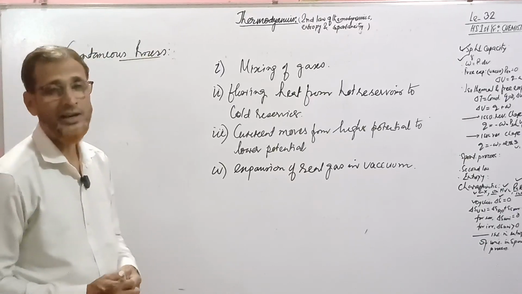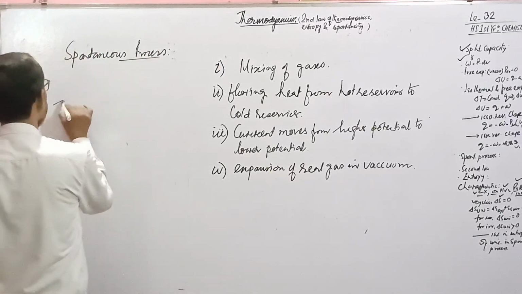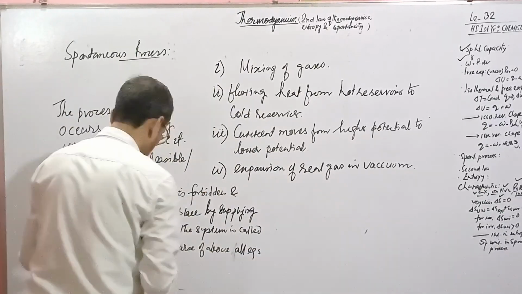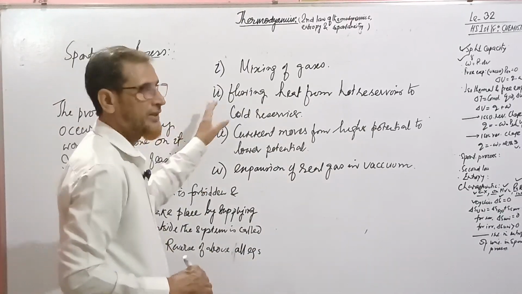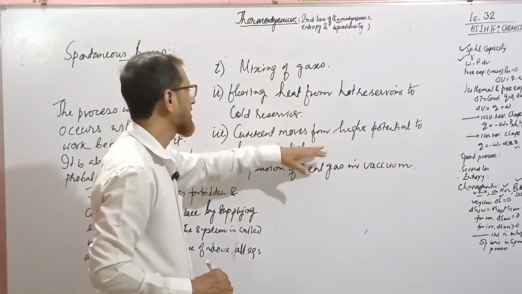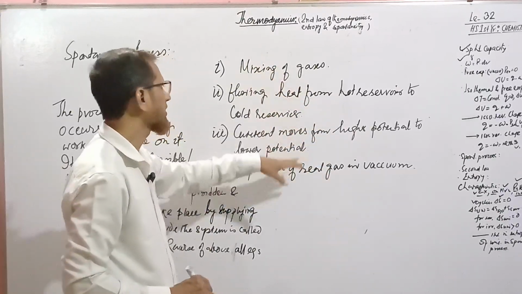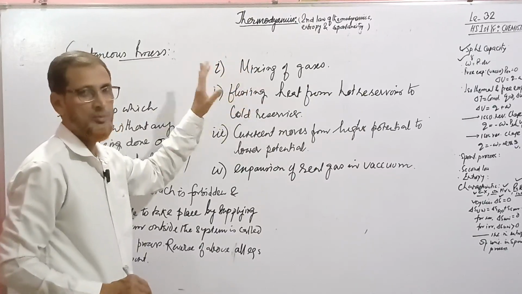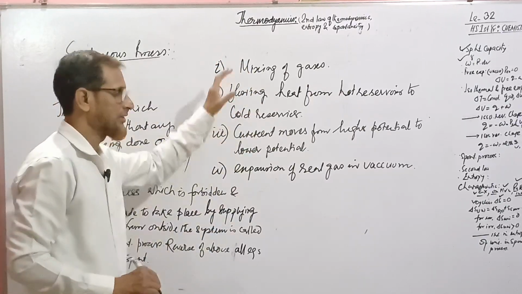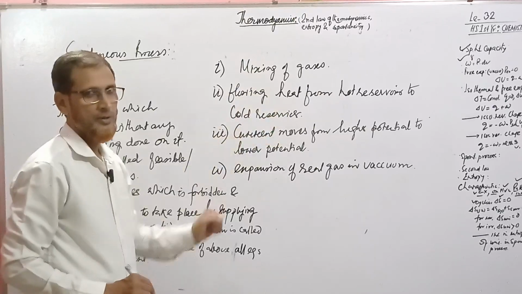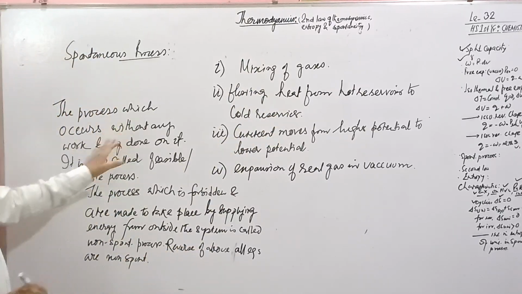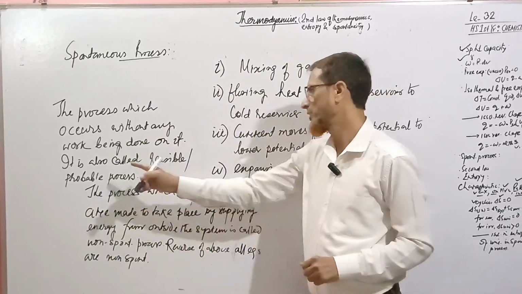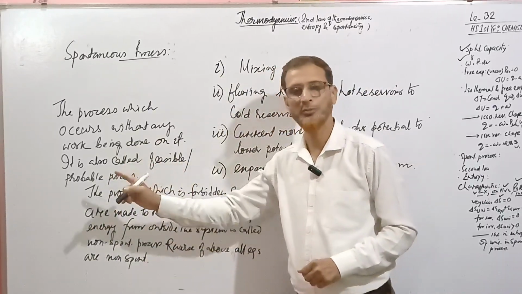Now how can you define the process? At the fag end, from the inference we derive from all these examples, these are processes where no work is being done on the system to proceed from one state to another. Hence, all these are examples of spontaneous processes. A process which occurs without any work being done on it is a spontaneous process. It is also called a feasible process or probable process.